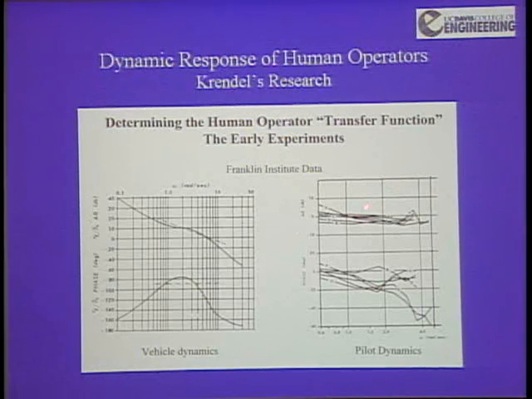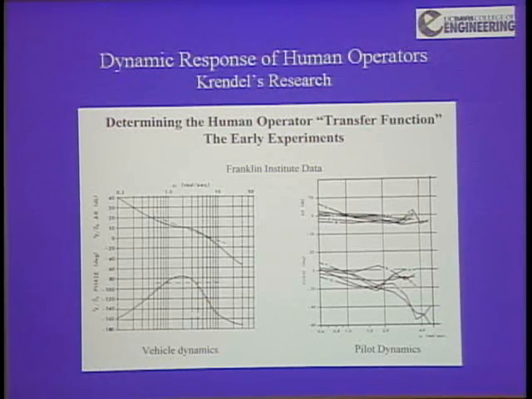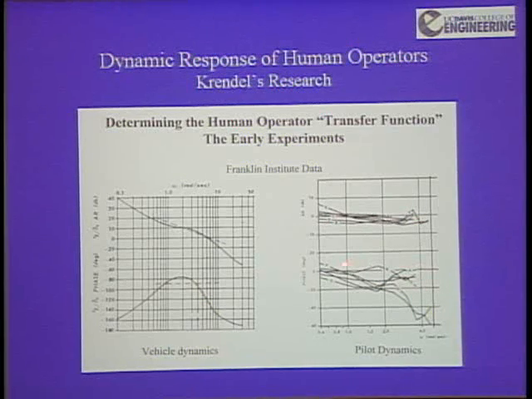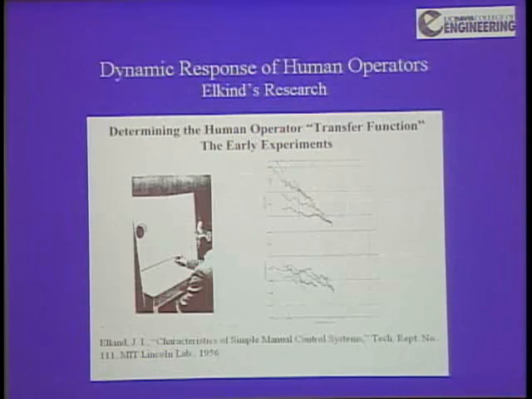Okay, these now are the Bode plots, if you will, of just the pilot's transfer function. And they look almost like pure gains, again with some roll-off. These measurements are pretty crude, but you've got to remember that the measurement capabilities weren't all that great at that time. Jerry Elkind's work when he was at Lincoln Lab, characteristics of simple manual control systems. Okay, these are again Bode diagrams of the operator's transfer functions combined with that of the vehicle.